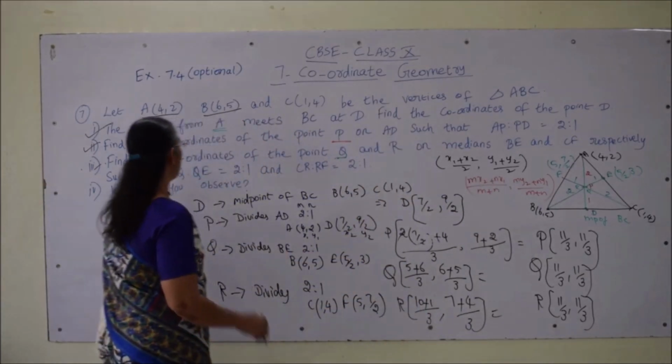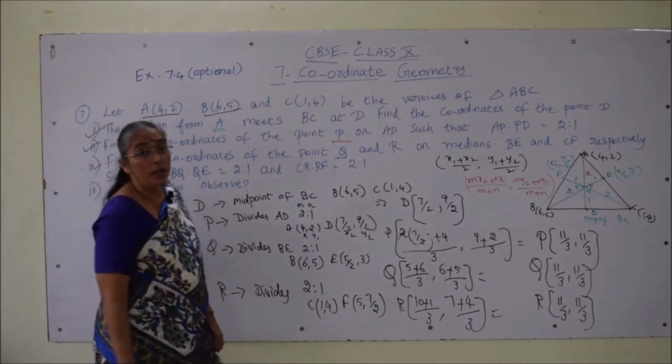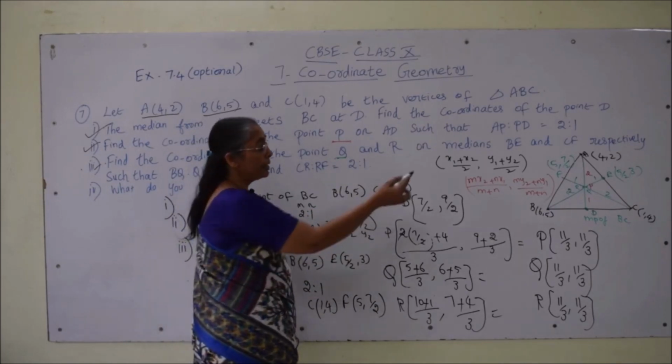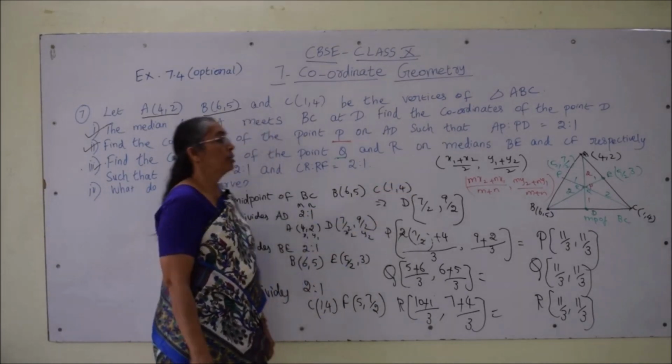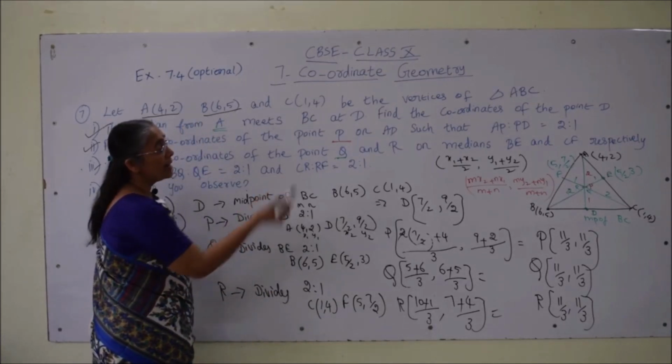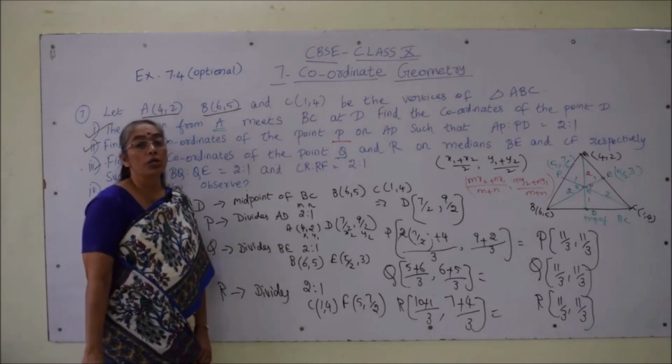So, what do you observe? We observe all the 3 points P, Q and R are coinciding. So, that point is called the centroid, which is nothing but the point of concurrence of medians, and it divides the medians in the ratio 2:1.